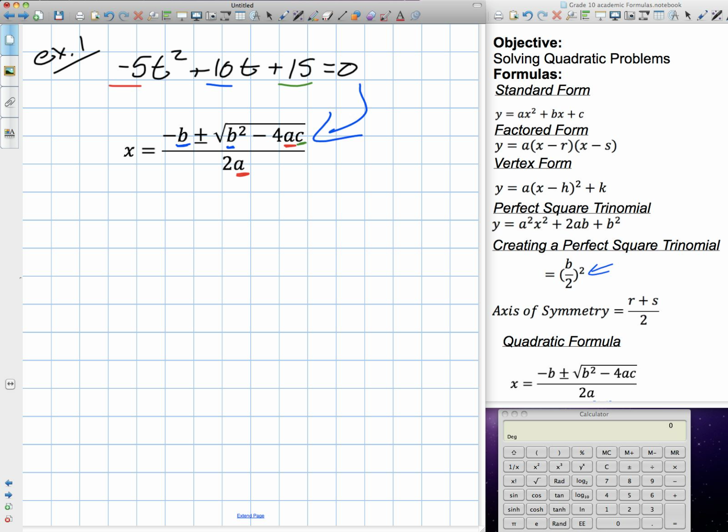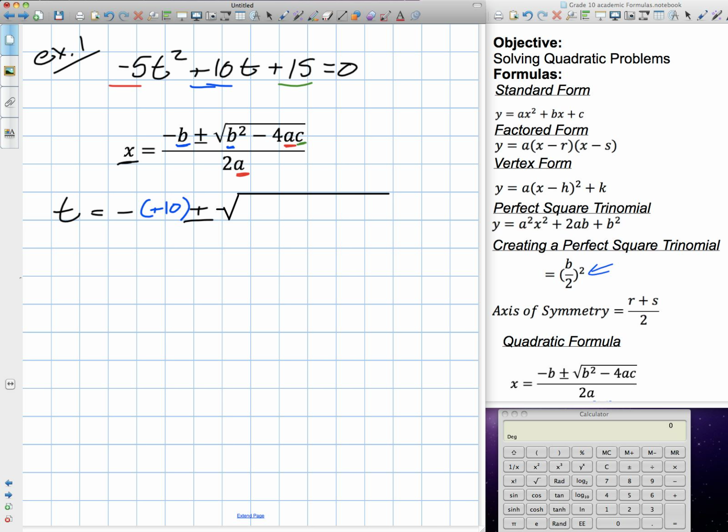So we're going to plug these in. We're going to also replace x with what variable? T, that's right, because we're solving for t. So t is equal to negative plus 10. Right? Because our b value is positive 10. And then it says plus or minus. Why does it say plus or minus? Why is there going to be two different answers? Because we have a square root, right? And remember, a square root has two answers. We just talked about that on the other page.